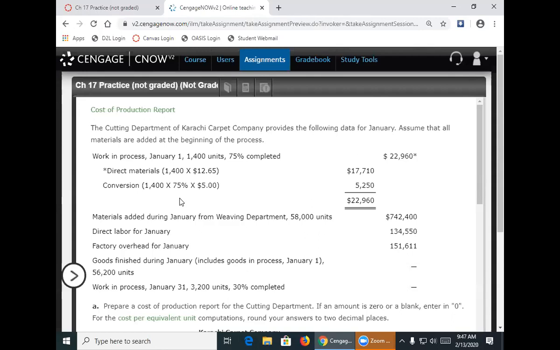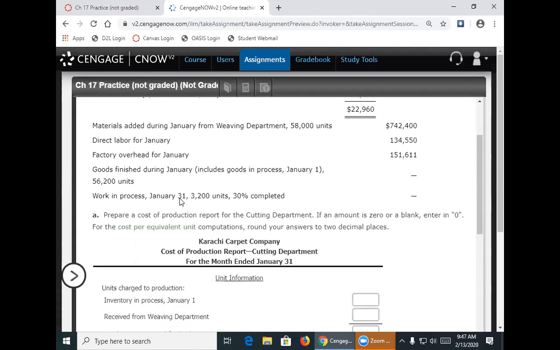During the month, we added 58,000 units of materials into the weaving department, and there's our costs. And we have labor and overhead for the month. And obviously we can see we need to calculate a few things, okay? So they give us everything we need. So it says, prepare a cost of production report for the cutting department. If an amount is zero or blank, enter 0. And for any cost per equivalent unit computations, round your answers to 2 decimal places, okay?